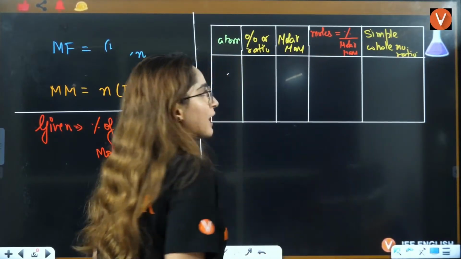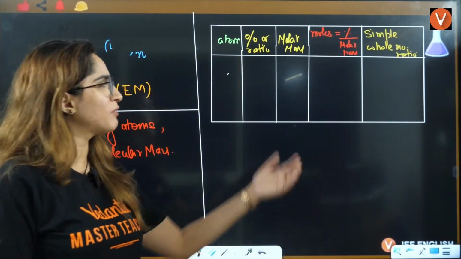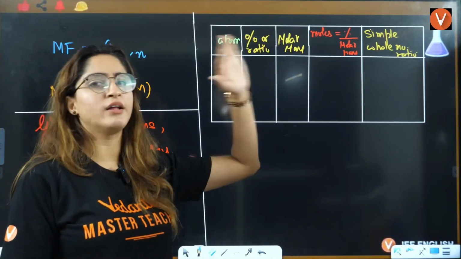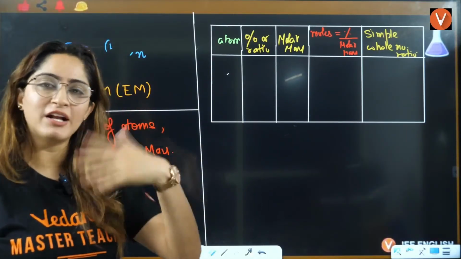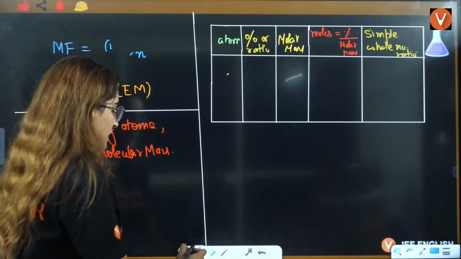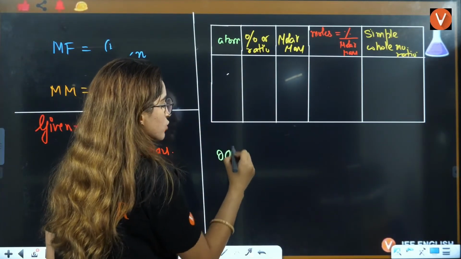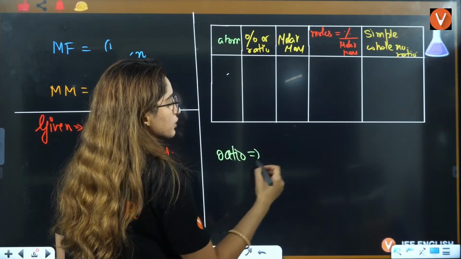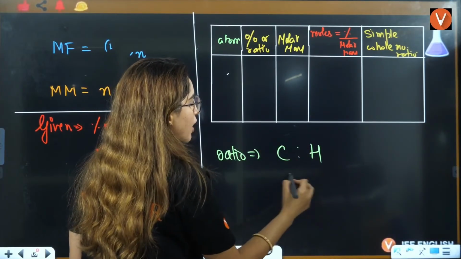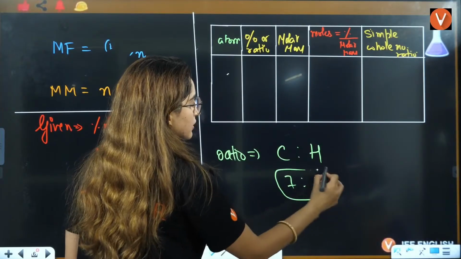In the end, we will calculate the simple whole number ratio. That will be 1:2, 3:1, 1:1, anything like that will come up while solving the question, right? Now, see one thing. I also told you that they can also give you the ratio. In ratio, they can give you carbon and hydrogen as 7:3.